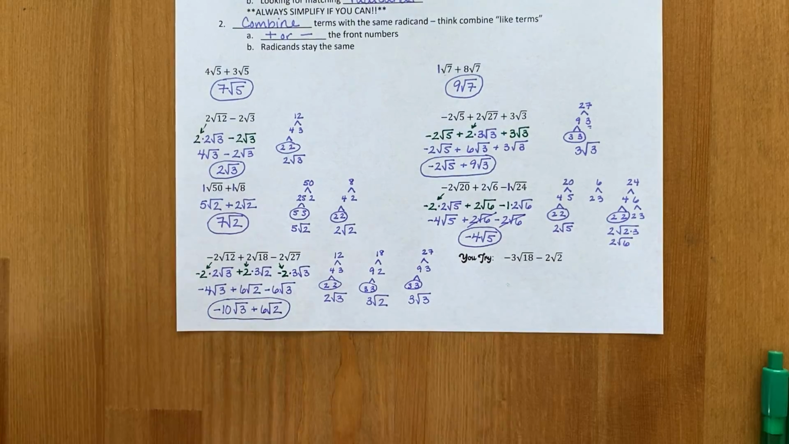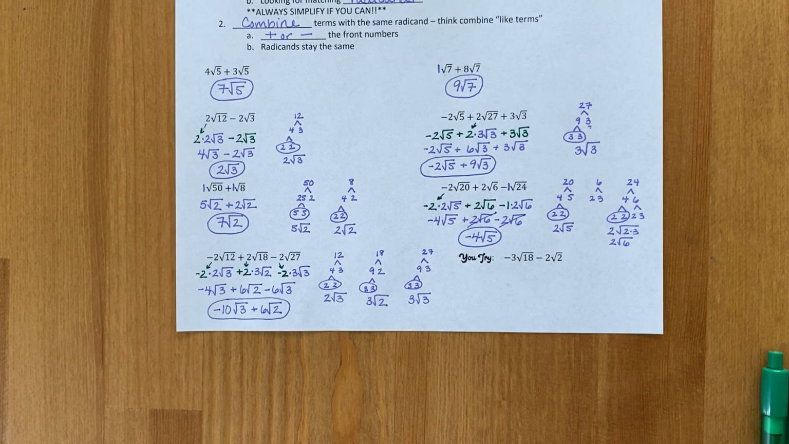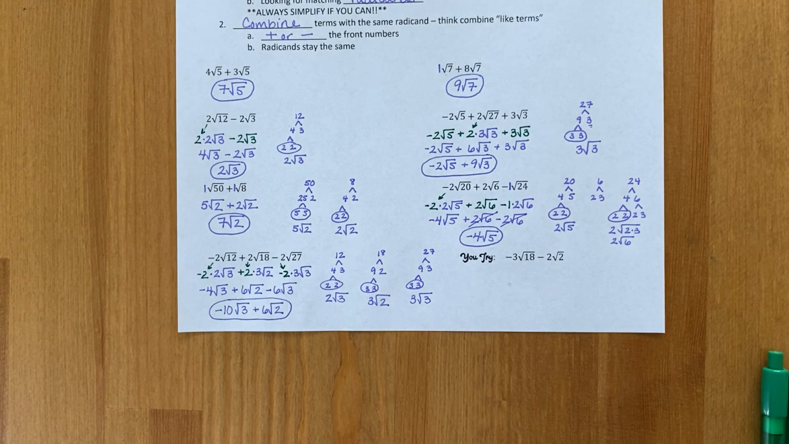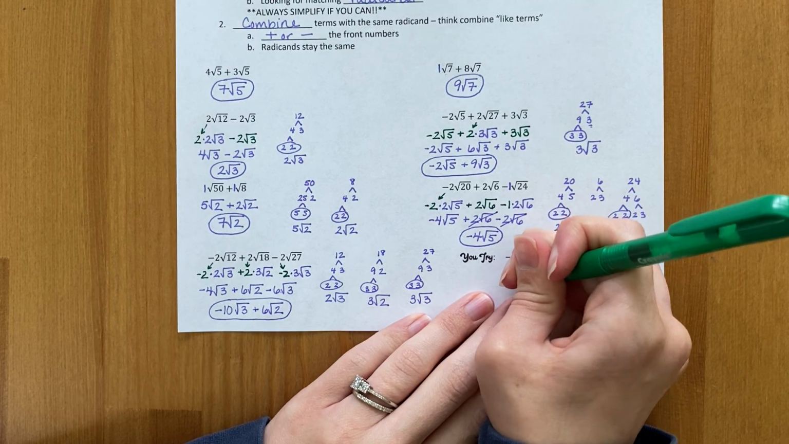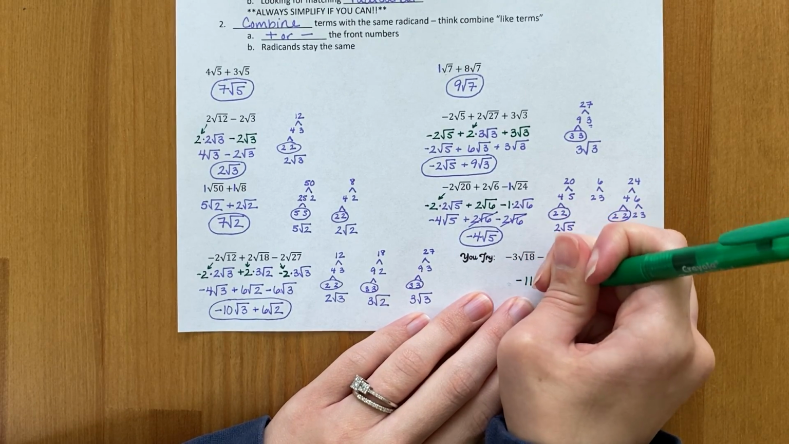All right, if you're feeling good about this, now's a great time to pause the video so that you can try this one. And if you're ready to check your answer, your final answer should end up being -11 square roots of 2.